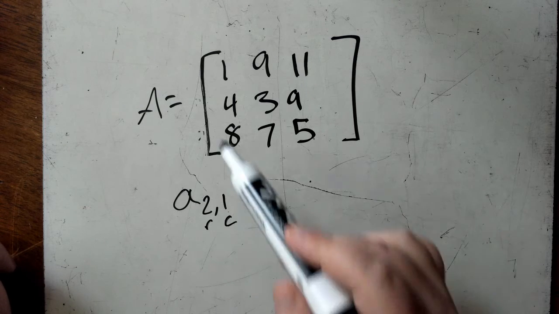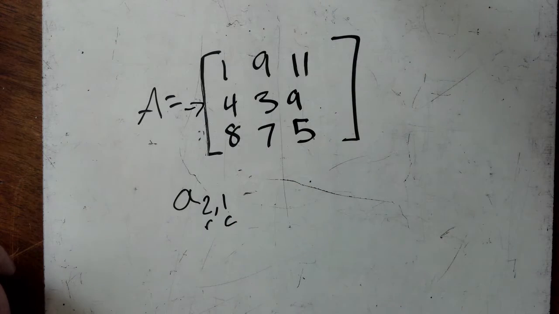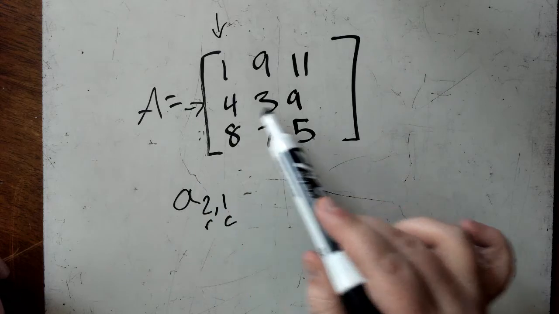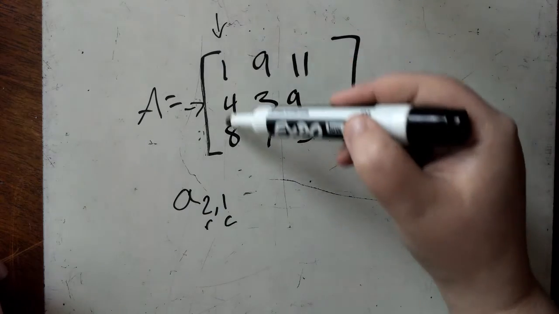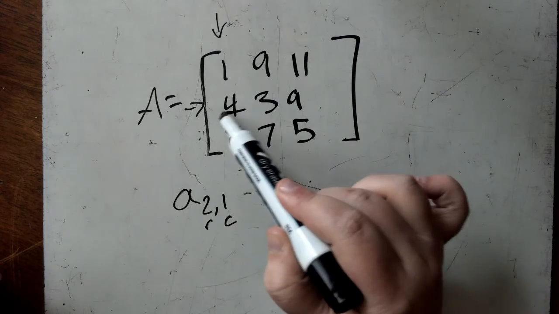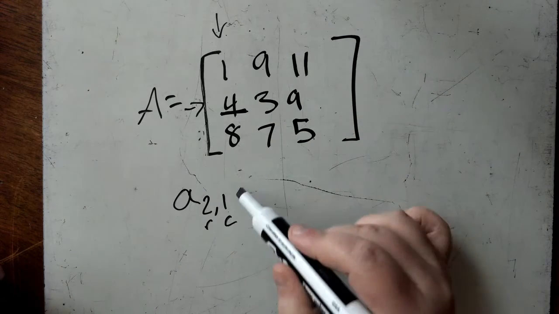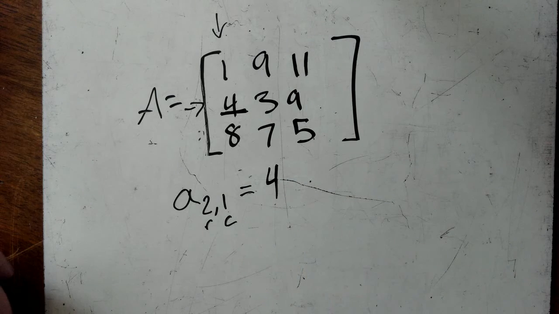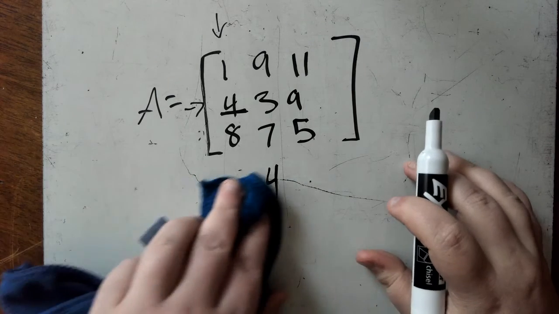So we need to go to the second row, which is here, and then the first column, which is here. So we're looking for where this row and where this column intersect. And when we look for that intersection, we see that we're at this number right here. So A21 in this problem would be a 4. All right, so let's try another one with the same matrix.